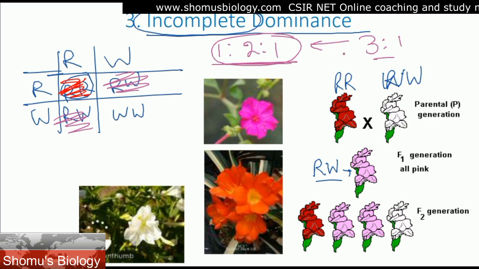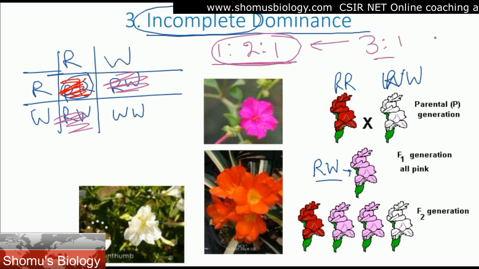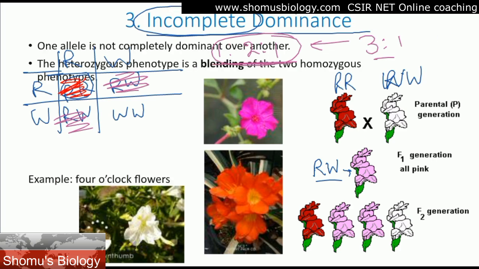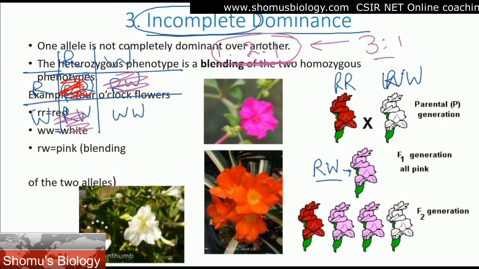You can easily distinguish between incomplete dominance and codominance. In codominance, both the alleles are behaving like dominant alleles. In incomplete dominance, neither of them is acting as a dominant allele. It's a blend effect in incomplete dominance. But in codominance, you find both the features of the alleles, both phenotypes, to be present.